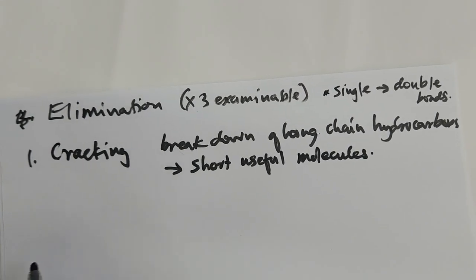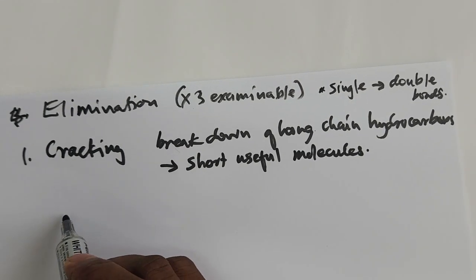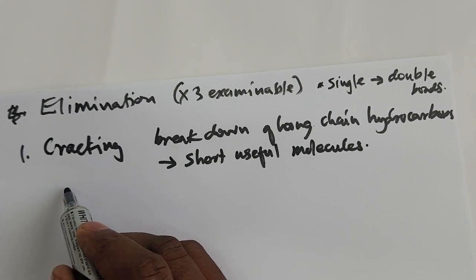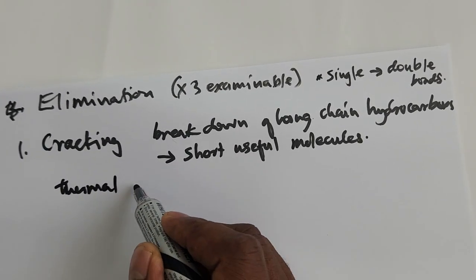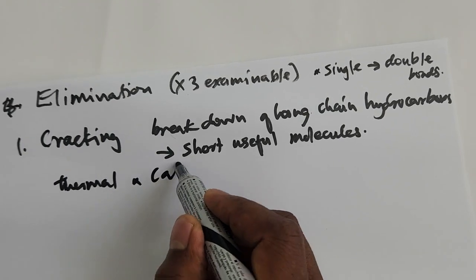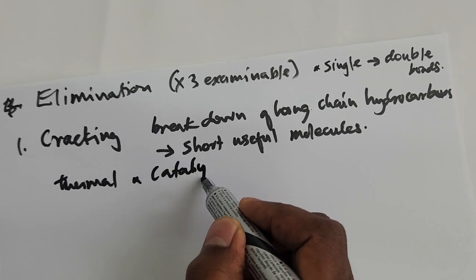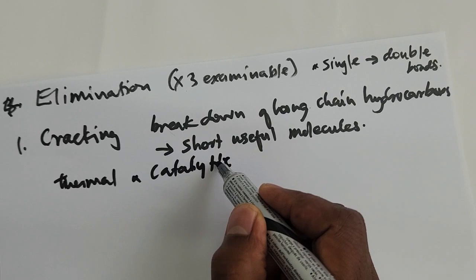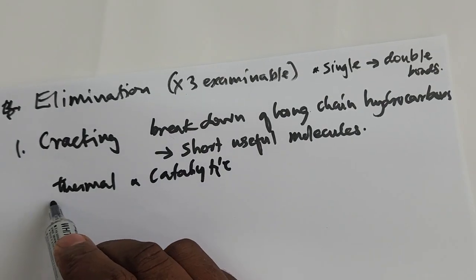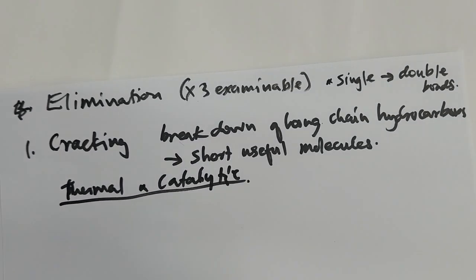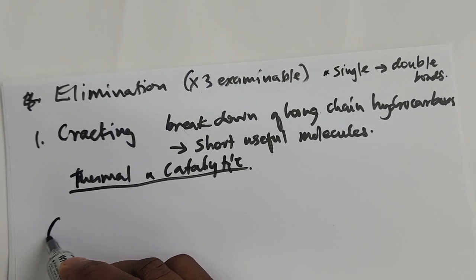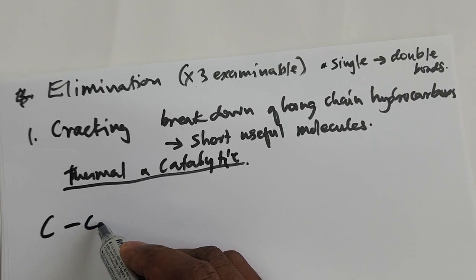Fine. Then in cracking we have got 2 types of cracking. There's what you call thermal cracking and catalytic cracking. The one is using a catalyst, another one is using heat. We'll deal with the heat one. Let's also go to the same one, very important, C3.